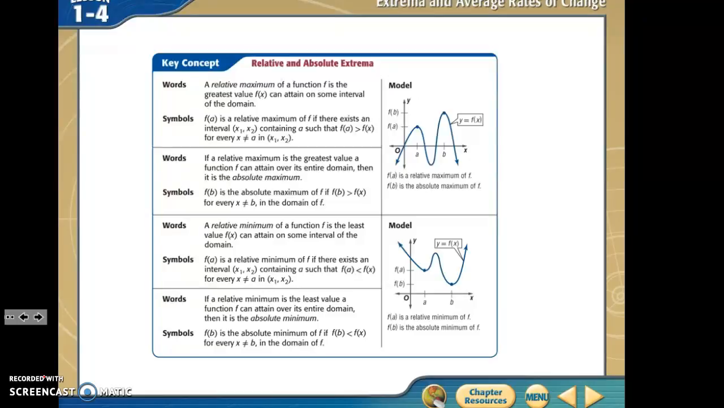Alright, and then the absolute is like, if you're looking at your entire domain, it's the tallest point ever. And then your absolute minimum is your lowest point on your entire domain. So for these, if you're just looking at this area, it is a relative maximum. But if you're looking for the whole area, that's your absolute maximum. It's the tallest point there. Questions?